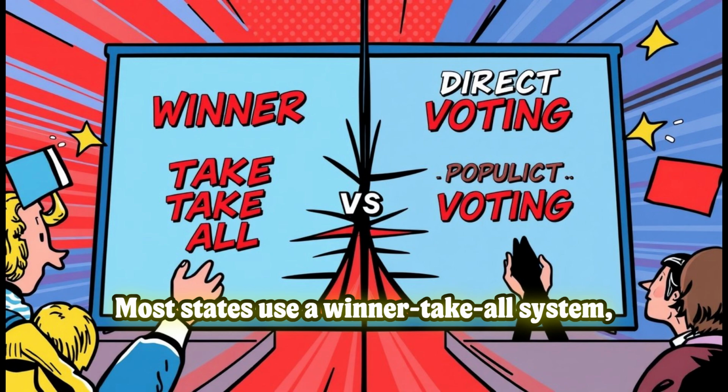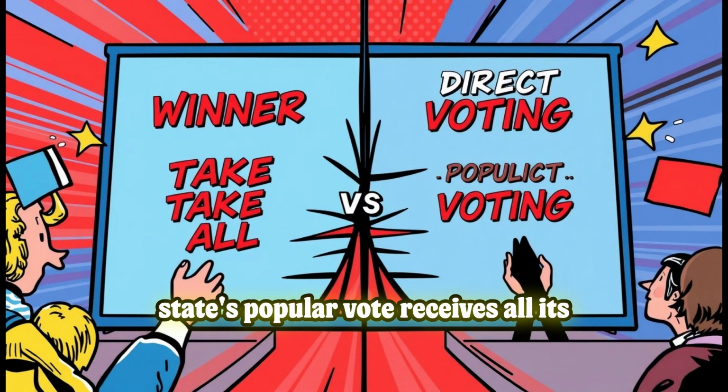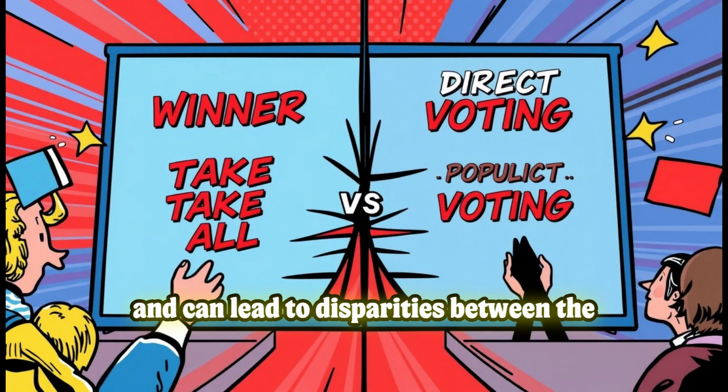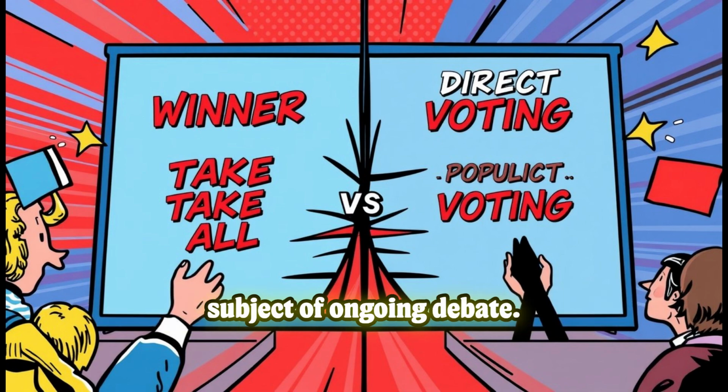Most states use a winner-take-all system, meaning the candidate who wins the state's popular vote receives all its electoral votes. This amplifies victories and can lead to disparities between the popular and Electoral College outcomes, a subject of ongoing debate.